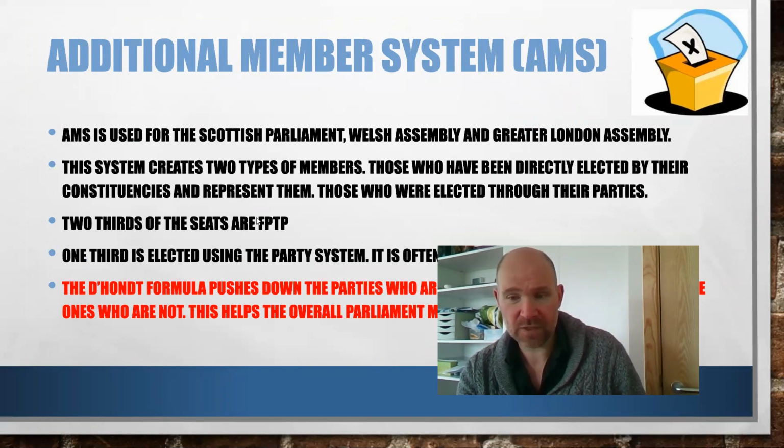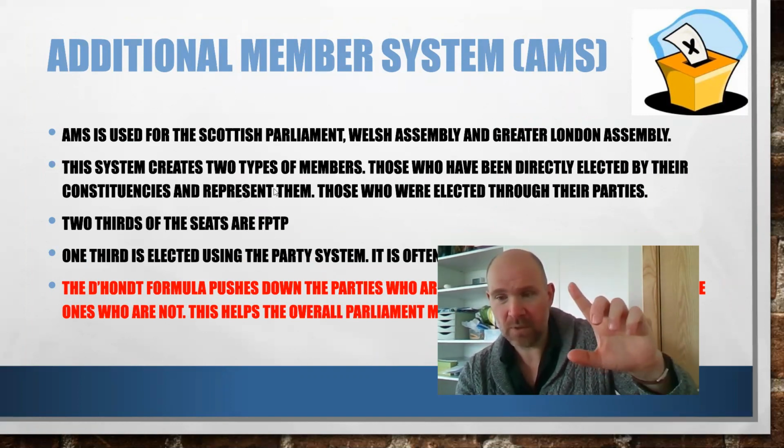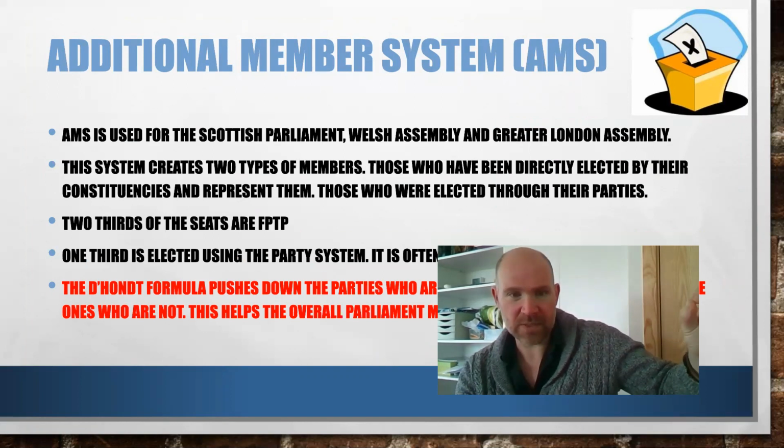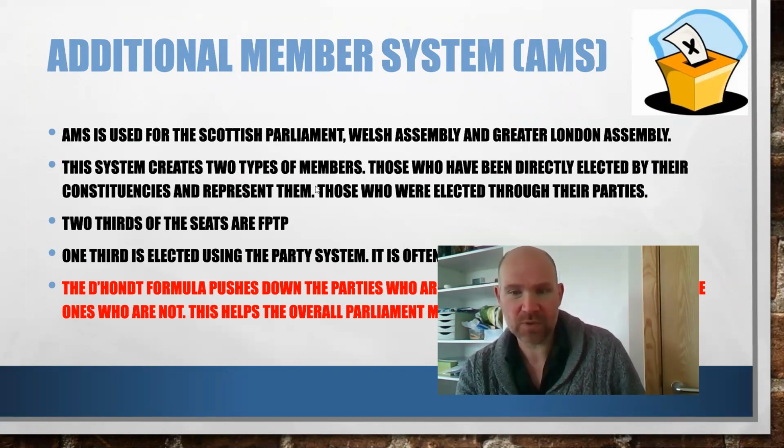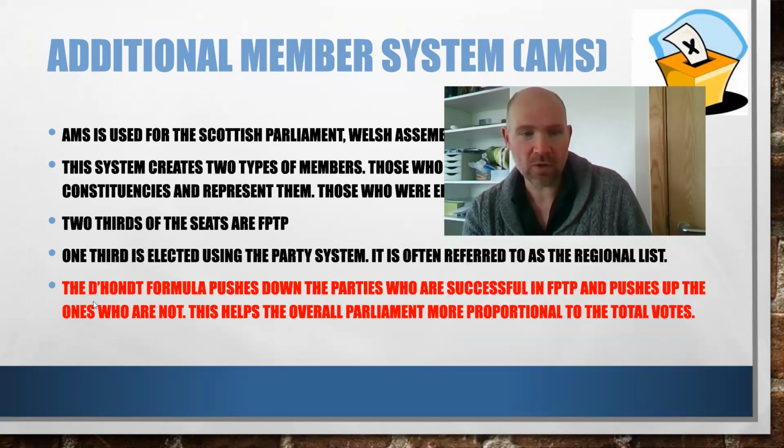2/3 of the seats are first past the post. So most of them are still elected like Westminster is, with a direct MP constituency link. Then they use the good old D'Hondt formula, which pushes down the parties who are successful in first past the post and pushes up the ones who are not. This helps the overall parliament to be more proportional to the total votes. And I think I have a scene with this. Let me just pause the video and get a screenshot for you.